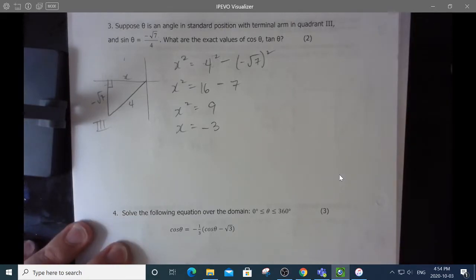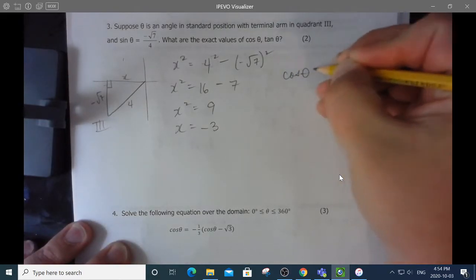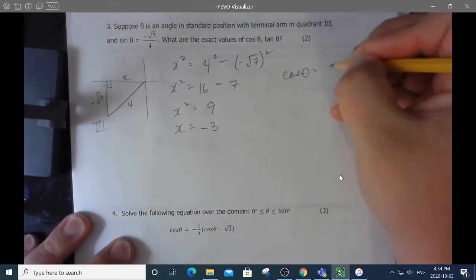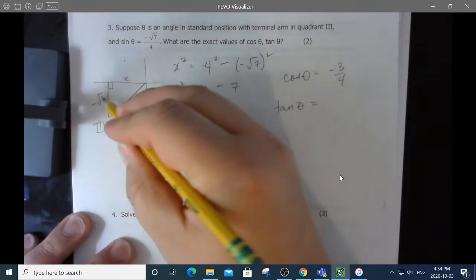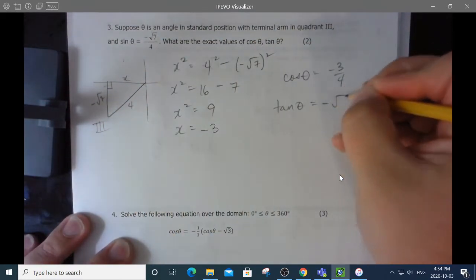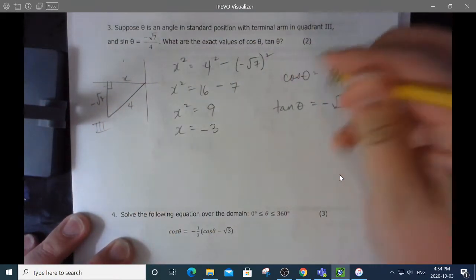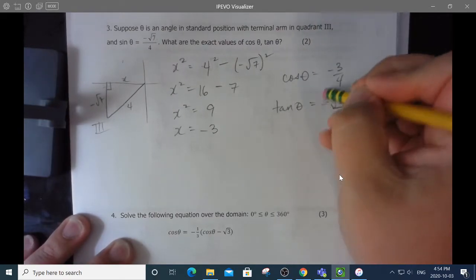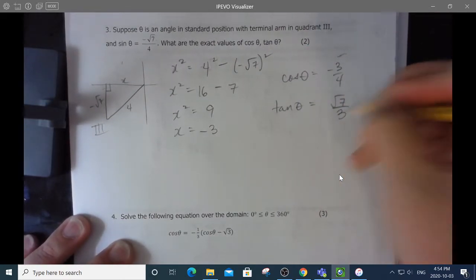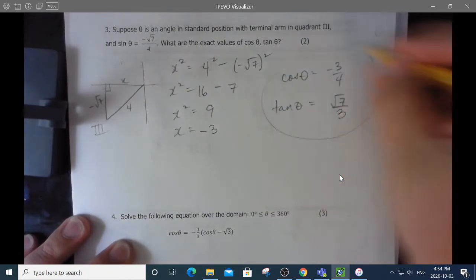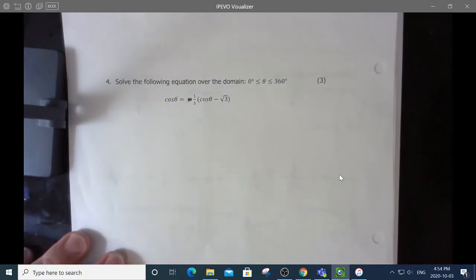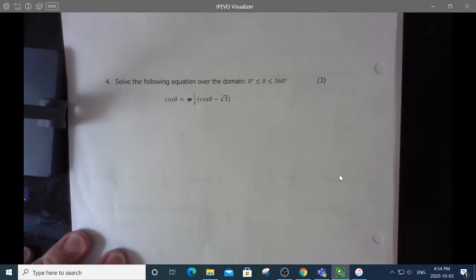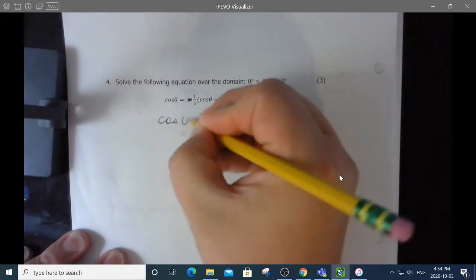Okay, so now I can find the cosine of theta. The cosine of theta is -3/4, and the tangent of theta is opposite over adjacent, which is -√7 over -3, so I might as well just cancel the negatives. There we go. So there's number 3, and number 4 is an algebra question, and oh yeah, this was a typo. This isn't supposed to have a negative on it. So yeah, let's see, we can distribute that 1/3 first.